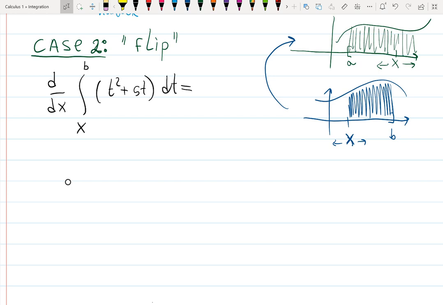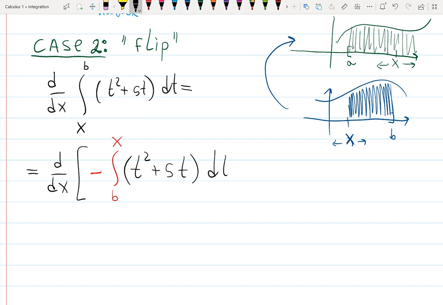In this case, there is a property of the integrals that tells us that I can differentiate minus the integral from b to x, right? That's the property of the definite integrals. You can switch limits of integration by putting a negative sign in front of it. Then it will be case 1.